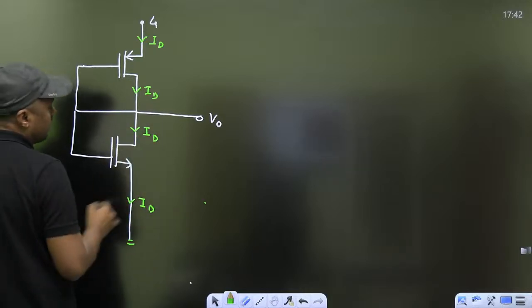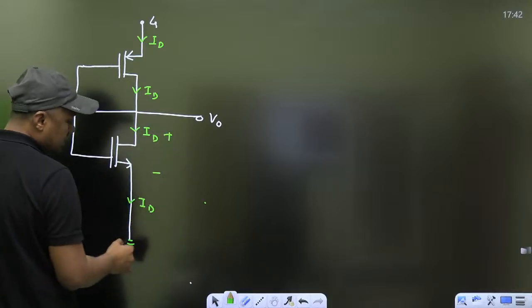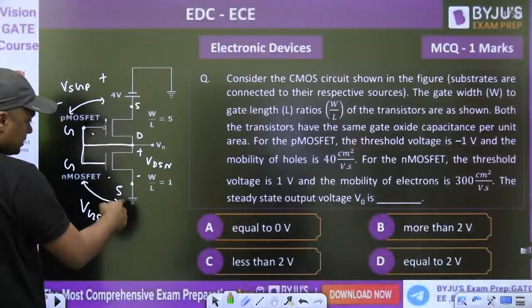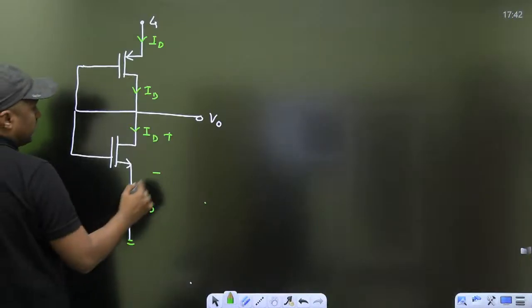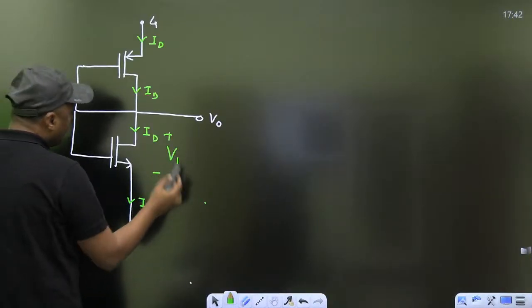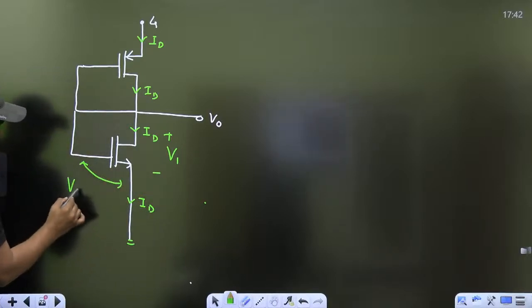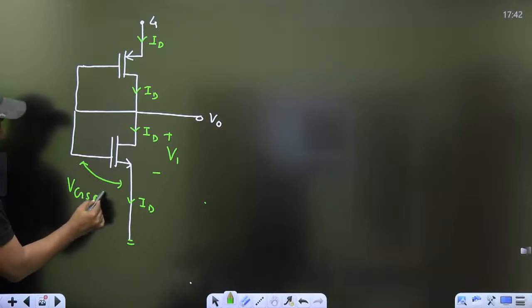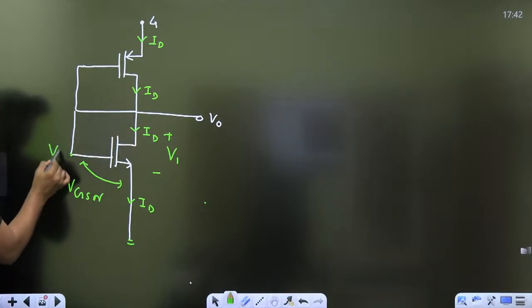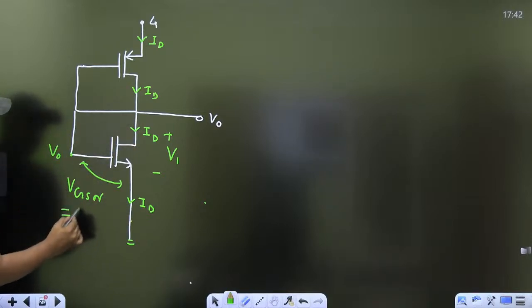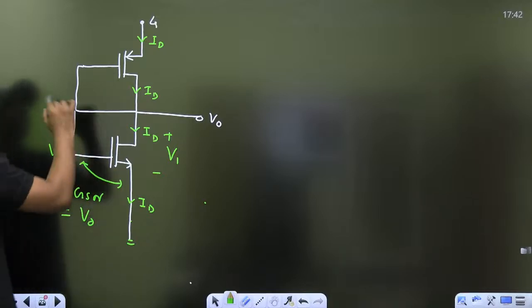Right, and you have to calculate. So what is the V? Now this is connected to ground here. This is connected to ground. That's why both are in saturation. So what is this? VGSN: this voltage is V0, this voltage is 0, and that's why it will become V0. VGSN is V0.